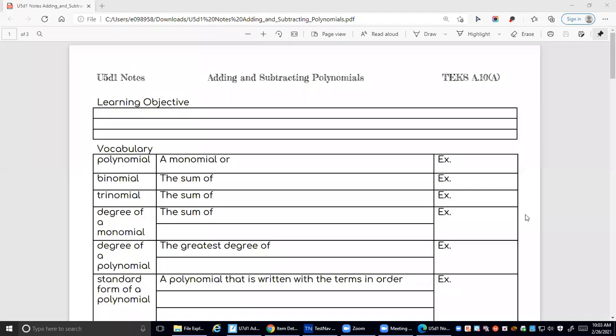Hi, welcome everyone. We're going to be talking about adding and subtracting polynomials, starting off the brand new unit. So there will be lots of vocabulary.